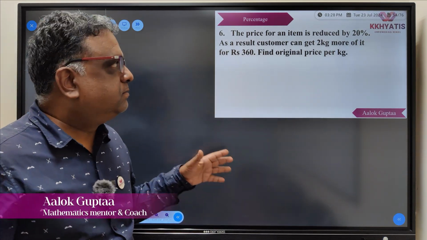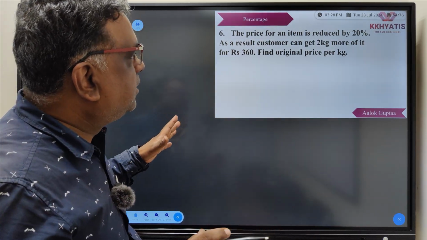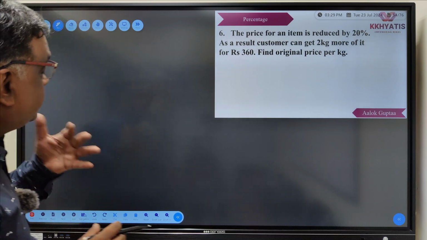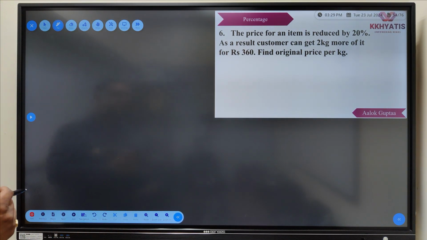The price of an item is reduced by 20%. As a result, a customer can get 2 kg more of it for rupees 360. Find the original price per kg.